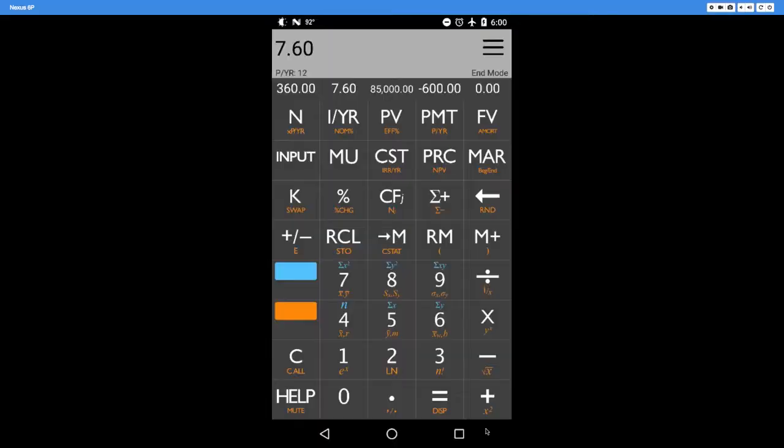So what am I going to do? I'm going to change that 7.6 to 4.5. So I'm going to type in 4.5. I'm going to populate that to I/YR. And remember, if you change one item, that's going to affect another item, right? So what is that going to affect?